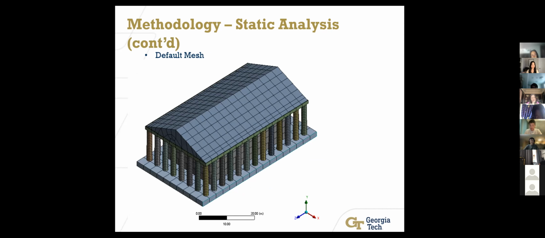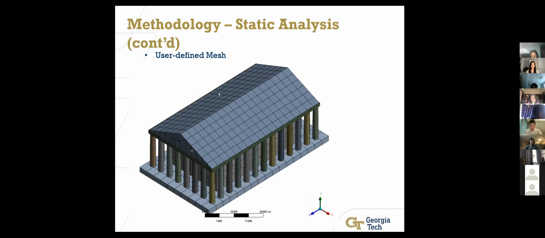And in the static analysis, I'd like to talk about the mesh here. This is a default mesh, and you can see it's coarse. And for our user-defined mesh, we came up with this mesh from the first analysis. We figured out that the columns have the most deformation and stress. So we reinforce the mesh here to check the activity on these columns and the plate.